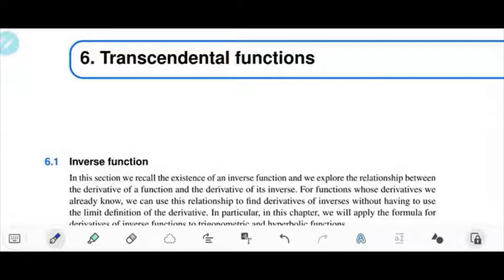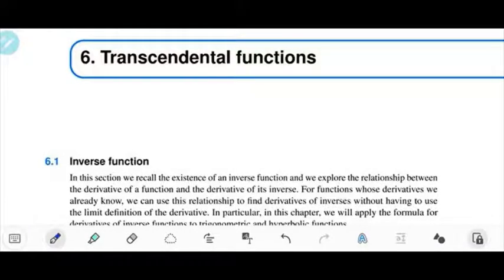Hi, in this video series we'll be talking about Chapter 6, Transcendental Functions. So we'll be defining many functions like the logarithm, the exponential, the power functions, the inverse functions of the circular functions, and the hyperbolic functions and their inverses as well.